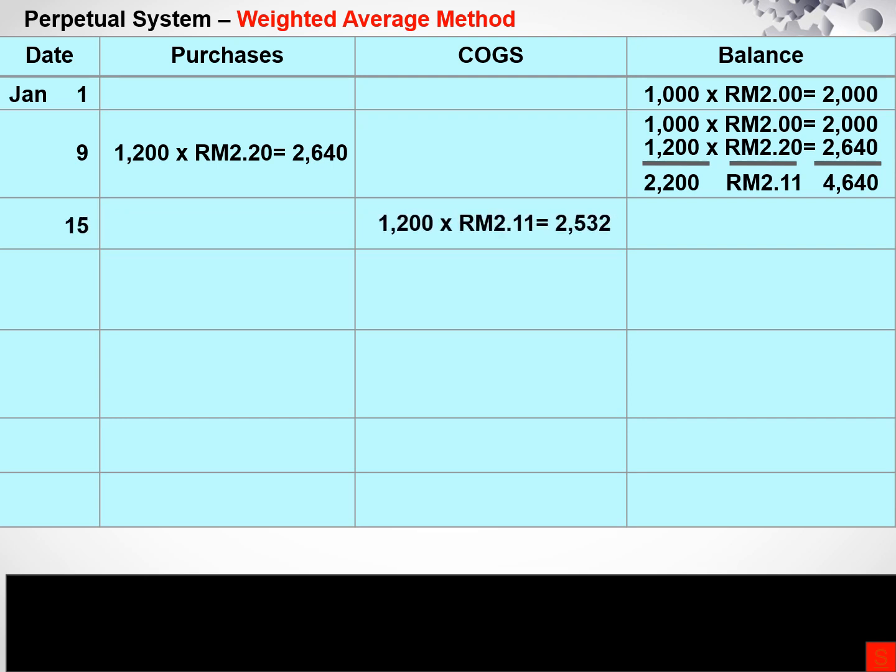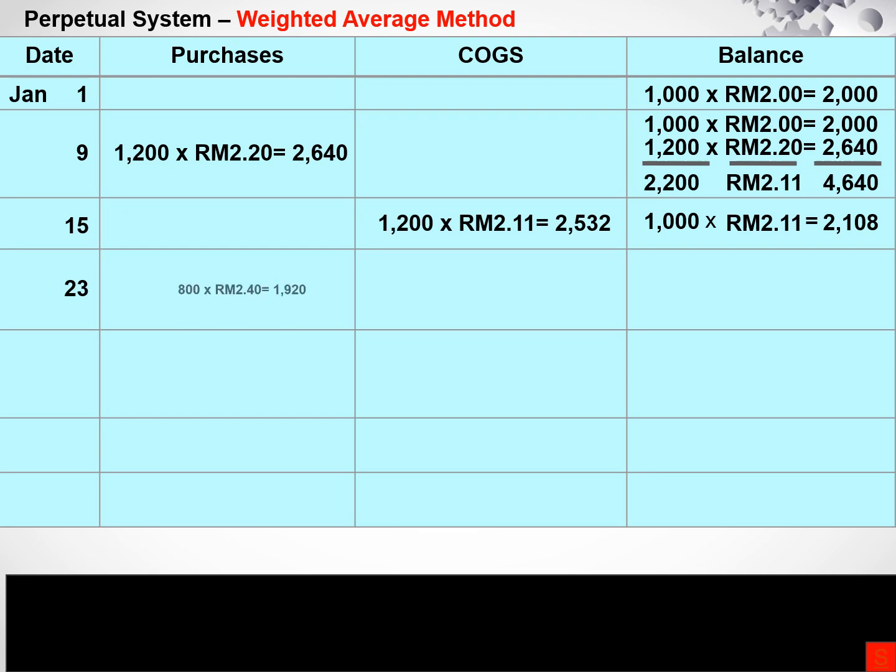On 15 January, sales 1,200 unit times 2 ringgit and 11 cents equals to 2,532. And the new balance are 2,200 unit minus 1,200 unit equals to 1,000 unit. And the cost 4,640 minus 2,532 equals to 2,108 ringgit. And the total cost per unit just take 2 ringgit and 11 cents.